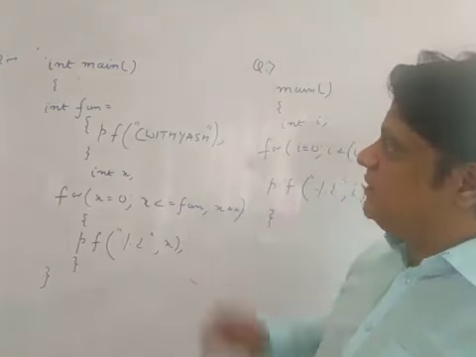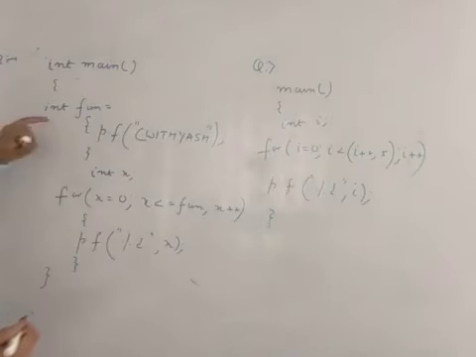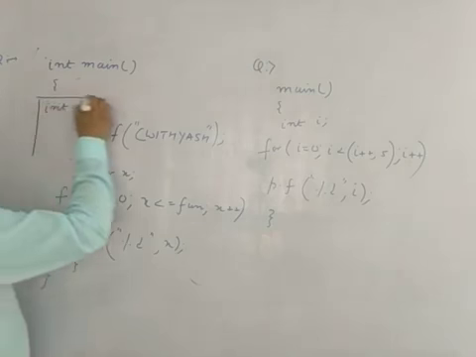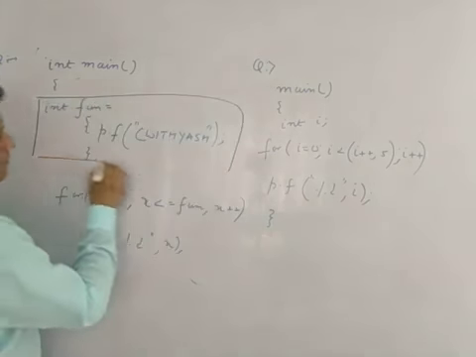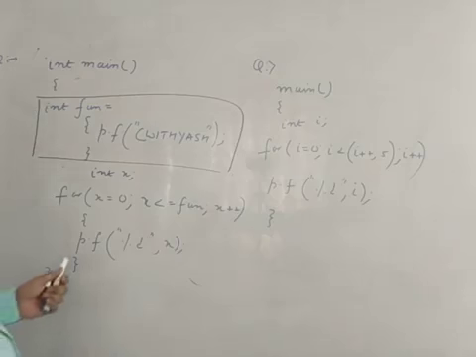So let's discuss these two amazing questions. Question number 1: int fun = printf("C with Yash"). This is a unique syntax. I am sure you have seen this, right? Then for (int x = 0; x <= fun; x++), you have to print it. The logic is pretty simple. I have already discussed this.